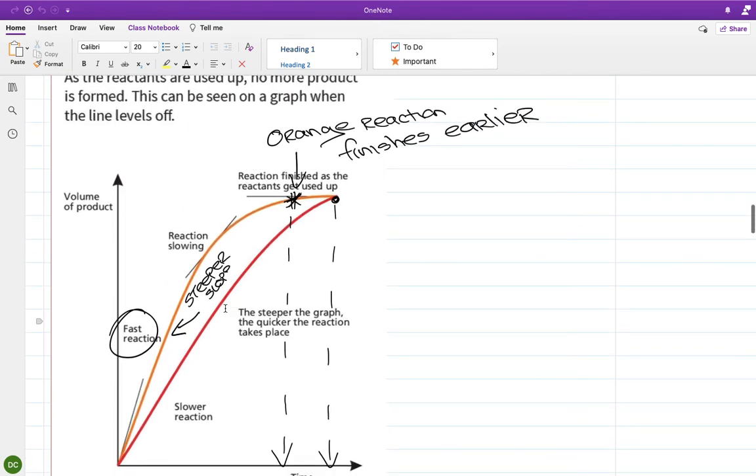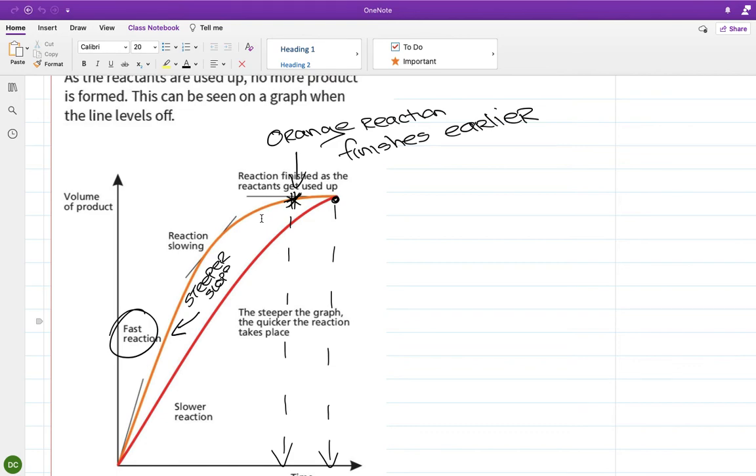Okay, so we just compared these two. The beginning of that orange graph is a much steeper slope than the red graph. So the orange reaction is happening more quickly. As a result, because they both start with, I don't know, 50 grams of reactant, if the orange reaction goes quicker, it means the 50 grams is going to get used up quicker. So the reaction ends a little bit before the slower reaction does.